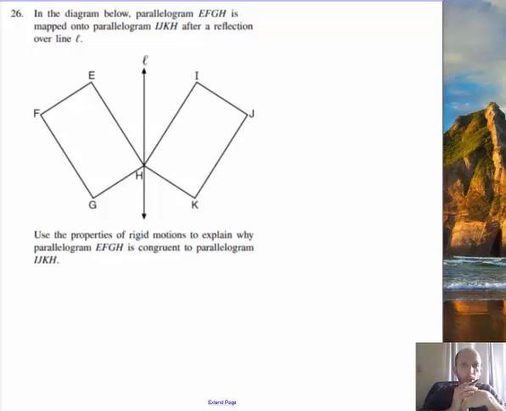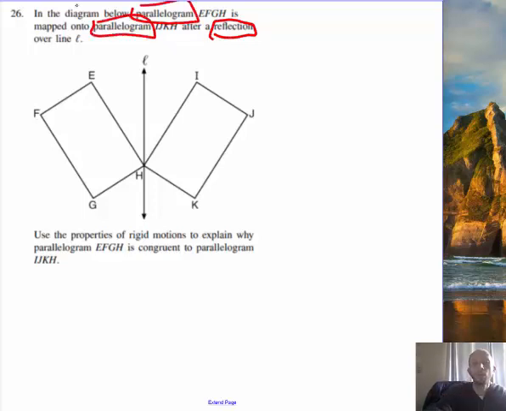Right, in the diagram below, parallelogram EFGH is mapped onto parallelogram IJKH after a reflection over line L. Seeing a bunch of important words here. Use the properties of rigid motions to explain why parallelogram EFGH is congruent to parallelogram IJKH. Okay. Properties of rigid motions.